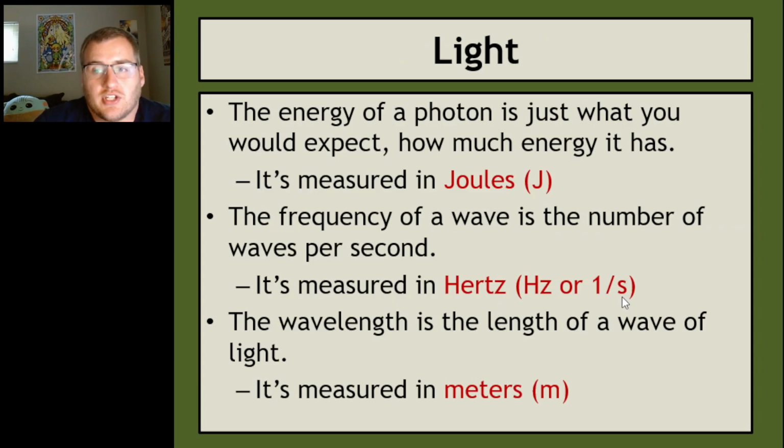The energy of a photon is just what you would expect. It's how much energy it has. It's measured in a unit called joules, which is a capital J. The frequency of a wave is the number of waves per second. So that could be the number of waves that impact something per second, or the number of waves that pass a given point in space per second, or the amount of waves something makes per second. Its unit is hertz, Hz, which is the exact same as 1 per second, the number of times something happens per second. Wavelength is how long your wave is, and it ranges from really, really tiny to relatively large. It's measured in meters.